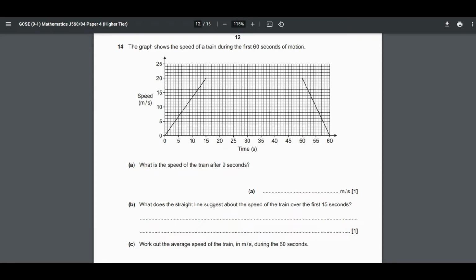So part A, what is the speed of the train after 9 seconds? So this is fairly straightforward. You would draw a line up from 9 seconds here to the graph, and you draw it across, which gives you roughly 12. So the answer is 12 meters per second.